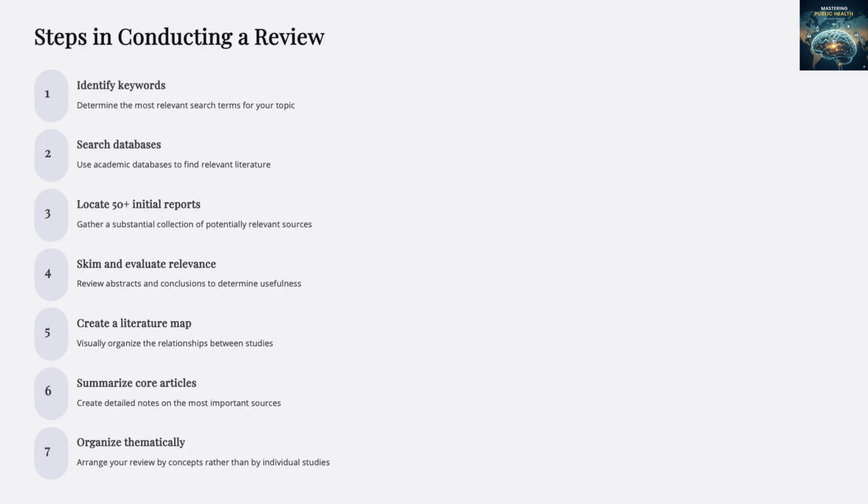Steps in conducting a literature review. Now let's break down the process. First is identify keywords related to your topic. Second is search databases like ERIC, Google Scholar, PubMed, Scopus, and ProQuest. Third is locate around 50 initial studies that look promising. Fourth is skim for relevance and focus on central articles. Fifth is create a literature map to visualize connections and themes. Sixth is summarize articles and build a reference library. Seventh is group findings thematically to highlight trends, gaps, and arguments.